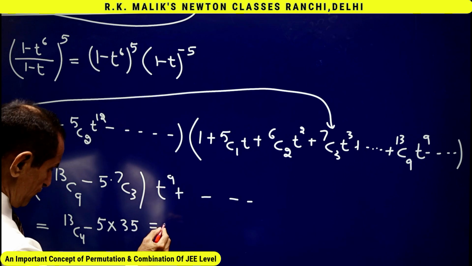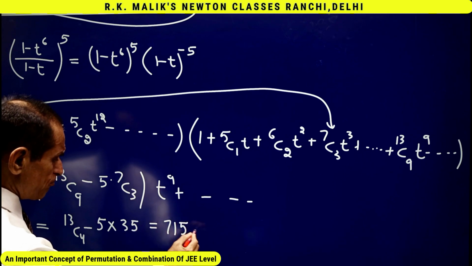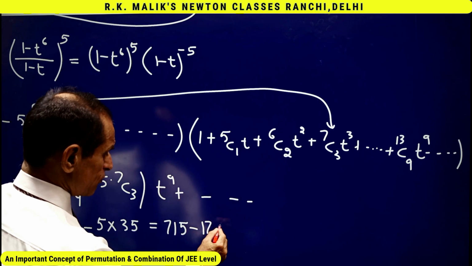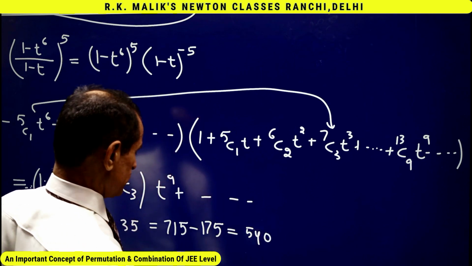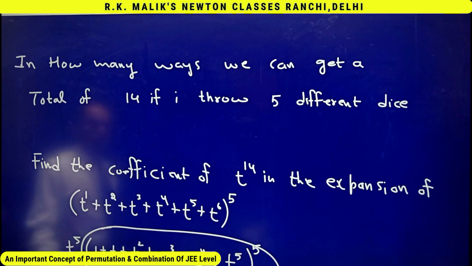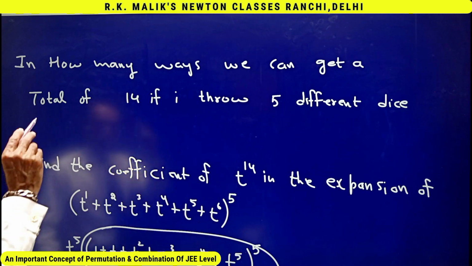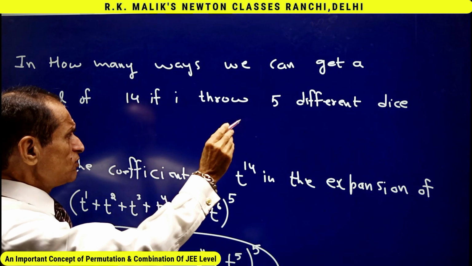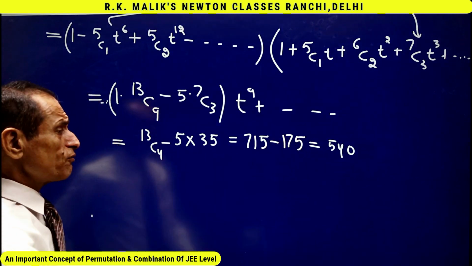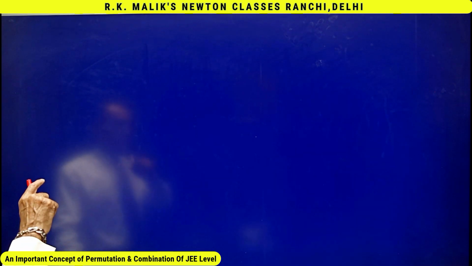This is equal to 715 minus 175. That is equal to 540. Hence, I can say I can get a total of 14 by throwing 5 different dice in 540 number of ways. I know that by now you must have understood how to write the expression to get the number of ways. Still, for more clarity, let me give you one more example.